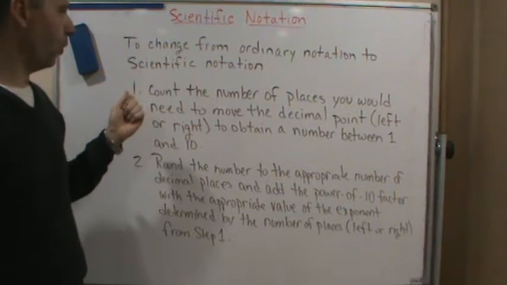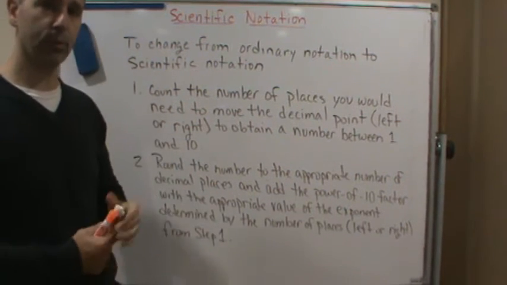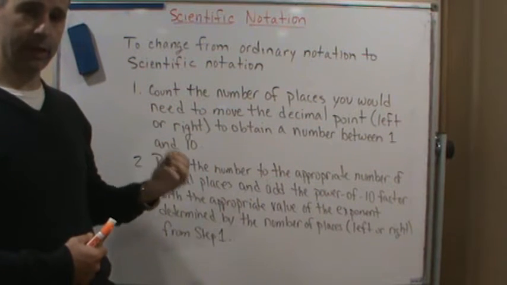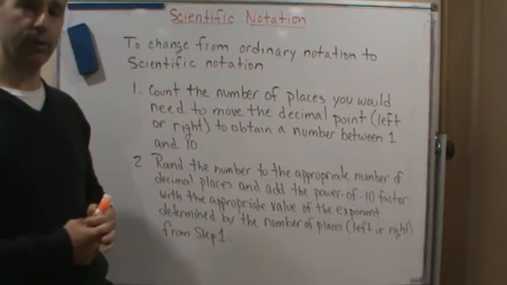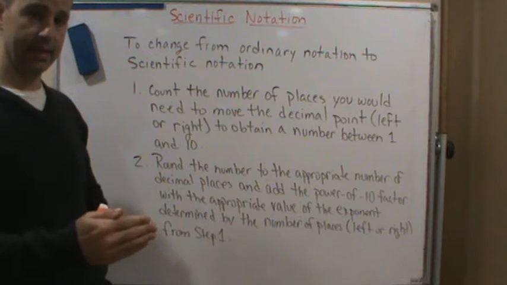So to change from ordinary notation to scientific notation, the first thing that I would do is count the number of places I would have to move the decimal point to either the left or the right to get a number that's no smaller than 1 and less than 10.